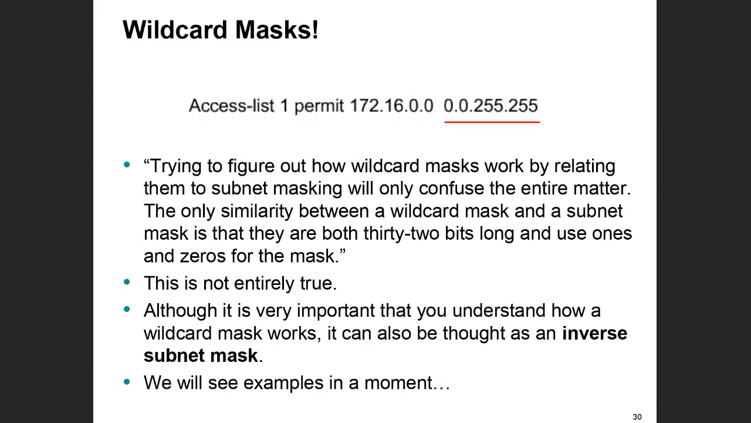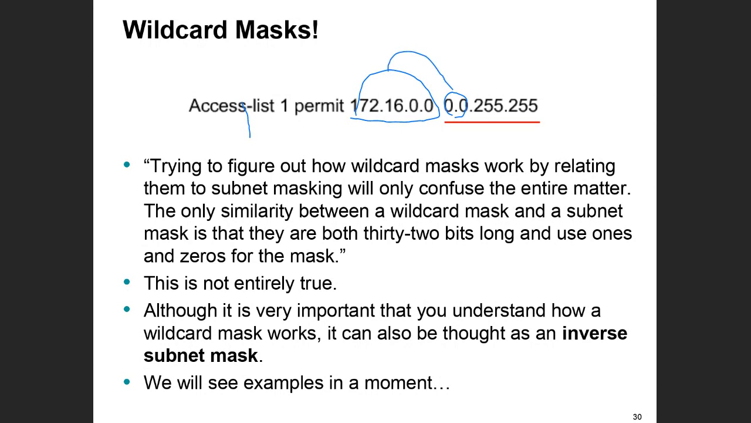So let's look at this example of this statement here. Access list 1 permit 172.16.0.0. This is going to permit all traffic that has a network prefix of 172.16, and their third and fourth octets can be any value. The zeros mean must match exactly.